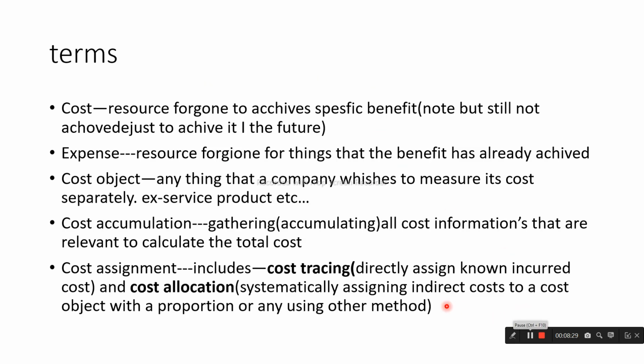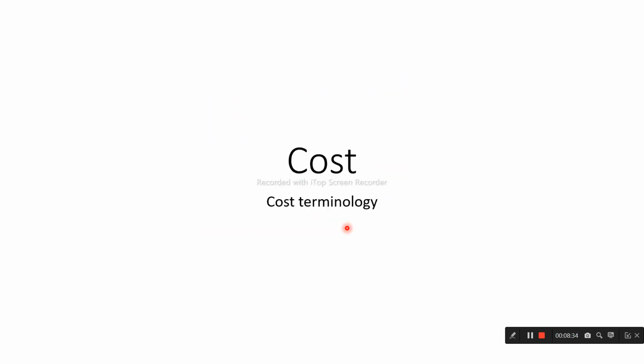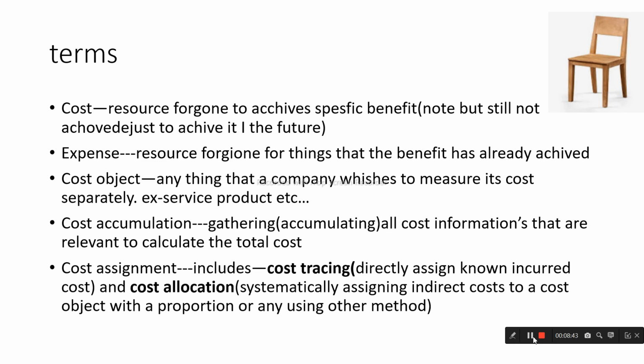Now let me start to learn about cost object, cost accumulation, cost assignment, and different terms of costs. We have seen what a cost is, so we have to understand different cost related terminologies. So let me start with the cost object. A cost object is anything for which a company wishes to measure its costs separately. For example, if the company wants to measure the cost of this chair, it is called a cost object. This chair is a cost object in a simple way.